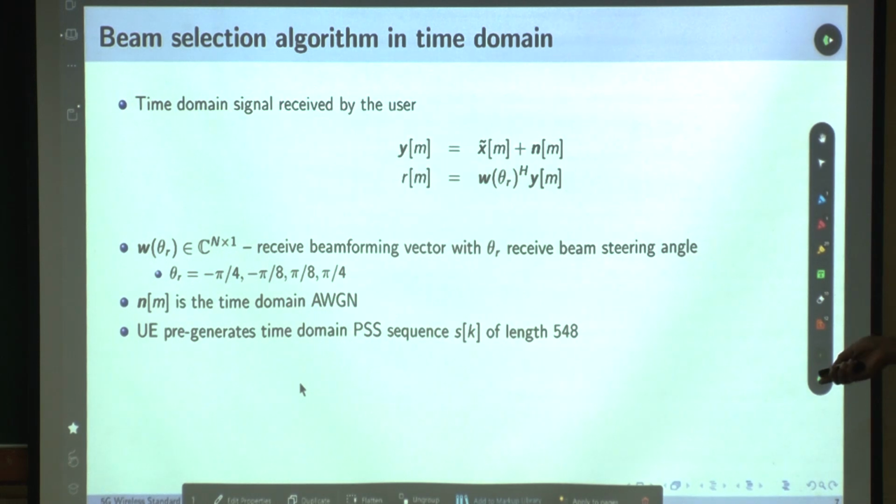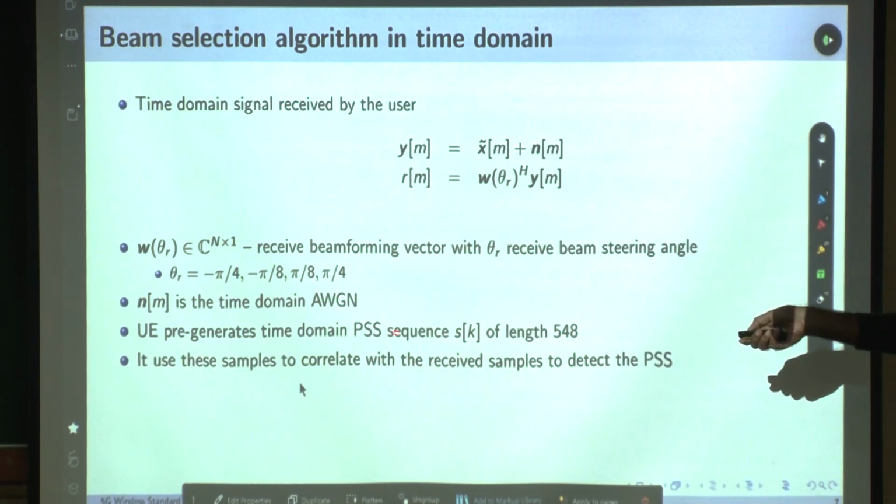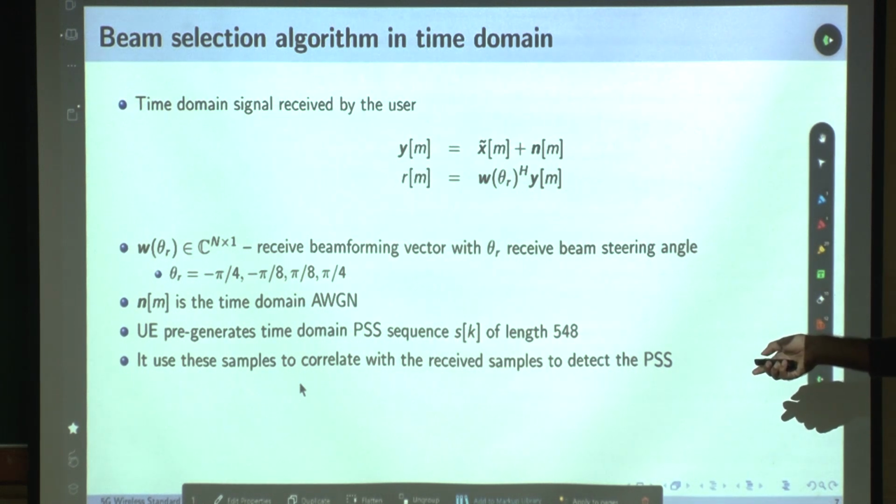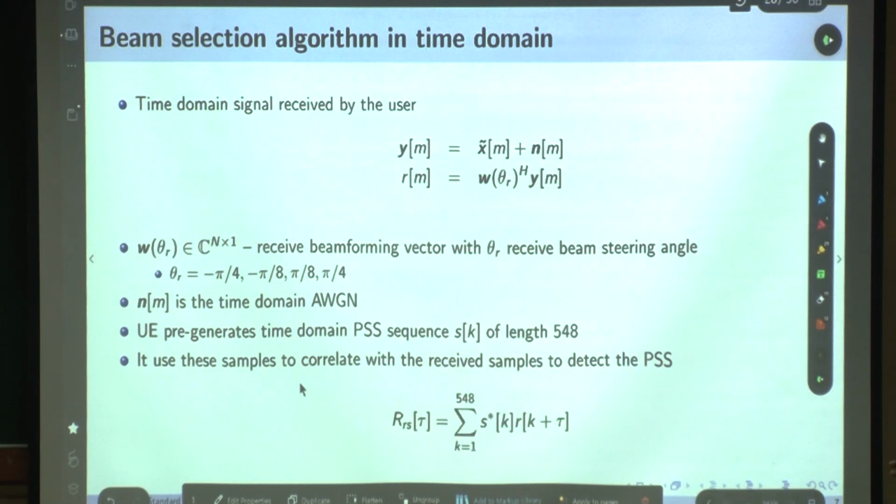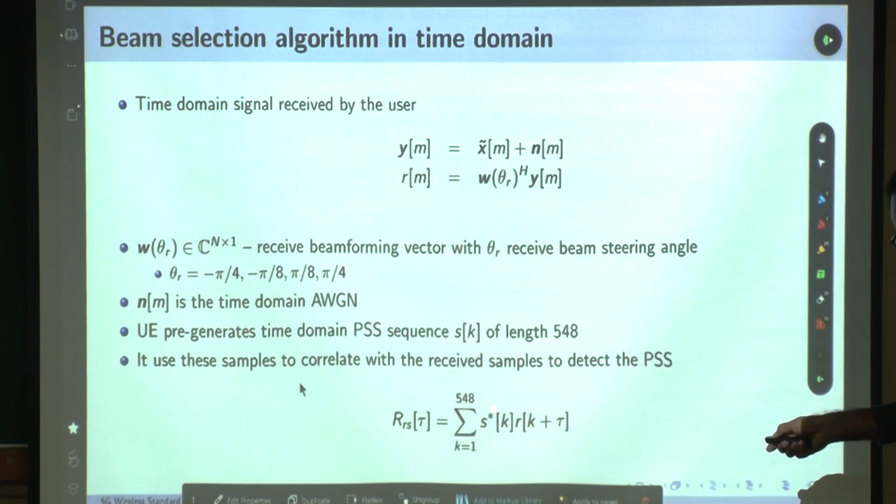So now what it does is it pre-generates this PSS sequence 0, S of k, of length 548, because it has to do this operation in the time domain. How much is the length of the symbol? 512 plus 36 CP, 548, right? So it stores that. It uses these samples to correlate with the received samples to detect the PSS. And how many times it will do this operation, that's what you have to see. So what is this correlation? This is the 548 length sequence generated at the receiver.